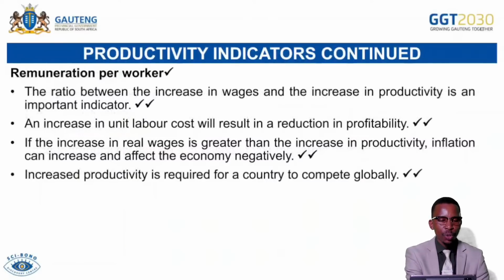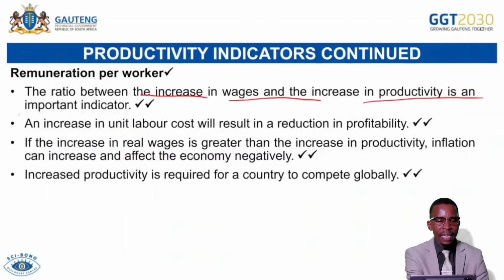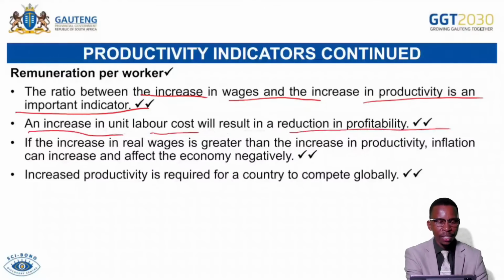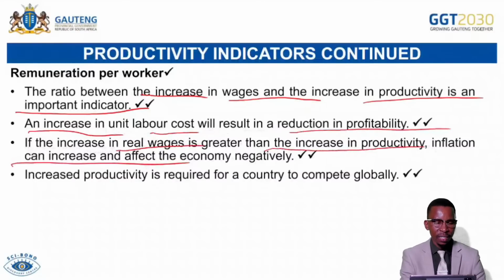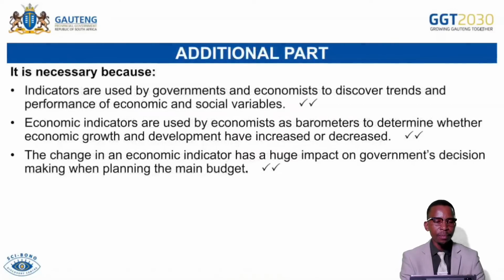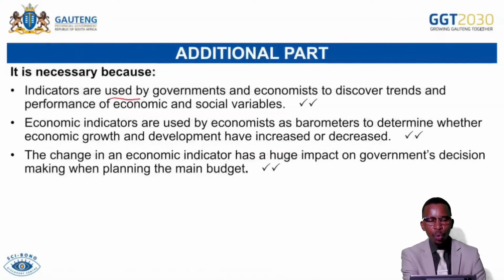Remuneration per worker. The ratio between the increase in wages and the increase in productivity is an important indicator. An increase in unit labor cost will result in a reduction in profitability. If the increase in real wages is greater than the increase in productivity, there will be an inflation effect. Increased productivity is required for a country to compete globally or internationally. It is necessary because indicators are used by the government.